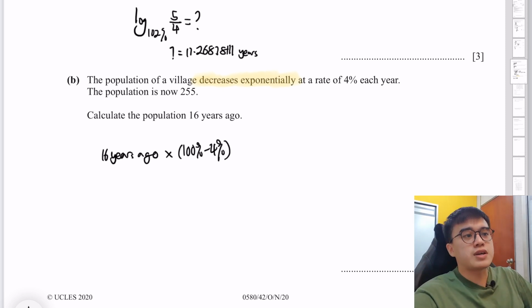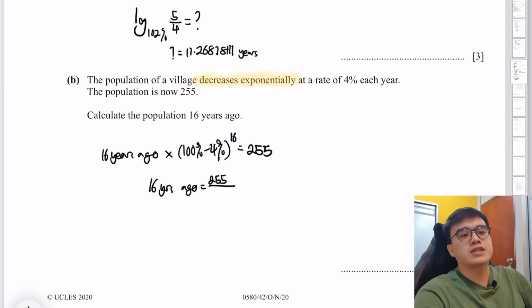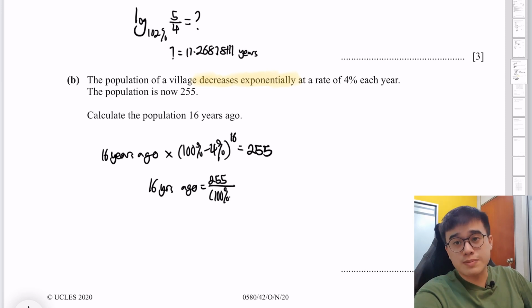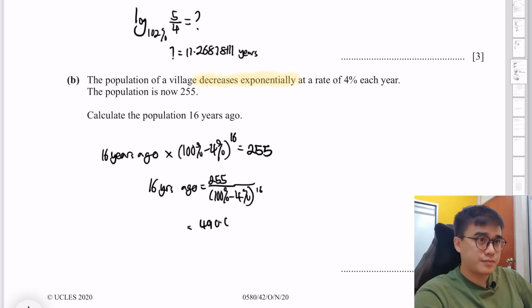So the result of 16 years ago multiplied by 100% minus 4% to the power of 16 equals 255. By shifting the 96% to the power of 16 to the other side, I'm able to trace my final result as 490 after correcting it to 3 significant figures.